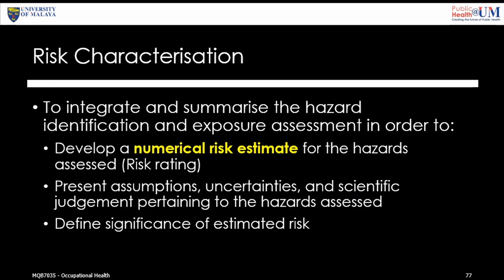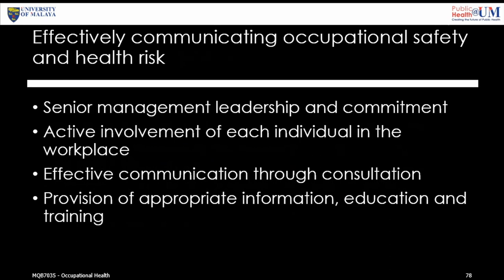You get a numerical risk estimate, which we produce, right, 1 to 25, and this gives you a communication tool that you can use to decide what you want to do first. You can classify it as low risk, moderate risk, and high risk, so classification based on numerical estimate. Then you can communicate effectively with senior management, with active involvement of each individual in the workplace, through consultation, provision of appropriate information, education, and training. This is everything we did for COVID. All these things have been done. That's why we were able to come out of the situation much better than we went into it.